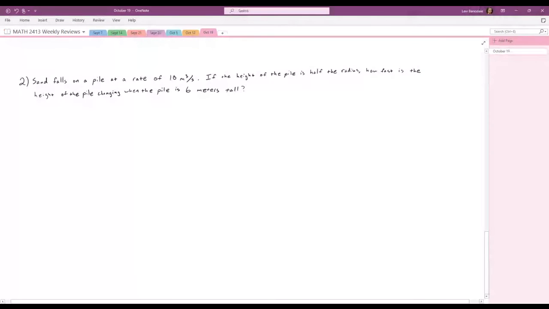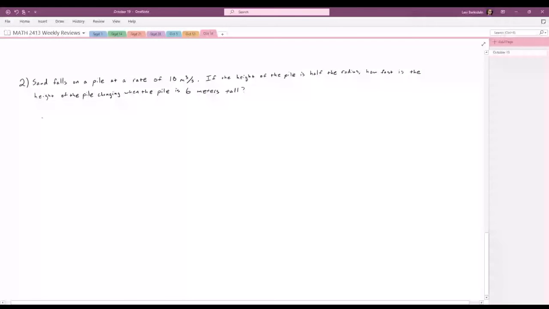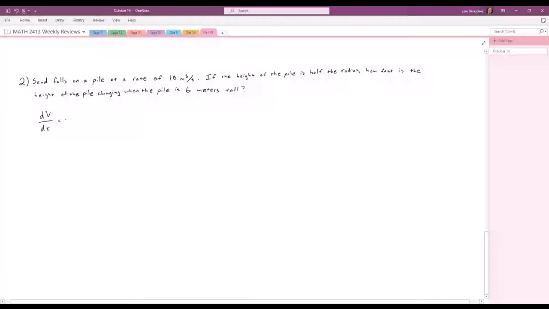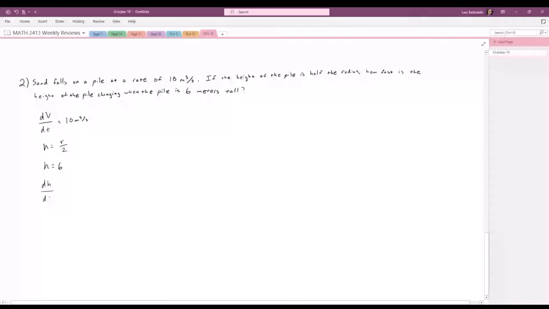Okay, so first off, we should write down what we're given. We know that sand is falling on a pile at a rate of 10 meters cubed per second. So that tells us that our change in volume, dV over dt, is 10 meters cubed per second. We also know that the height is equal to half the radius, and we're given that our current height is 6. And lastly, we're asked to find the rate of change of height.